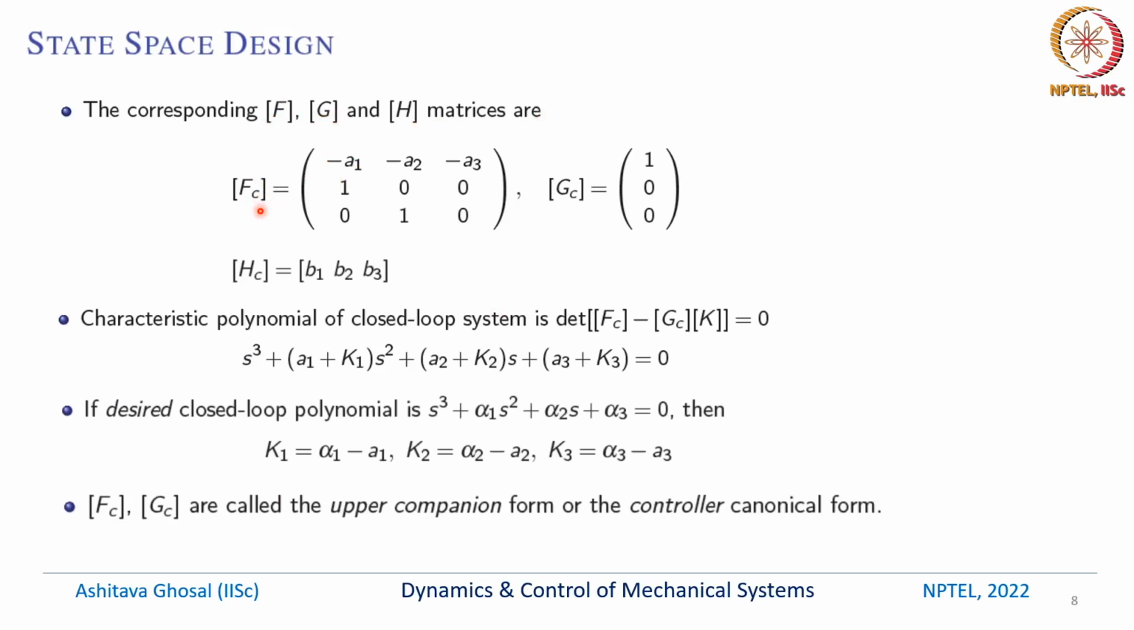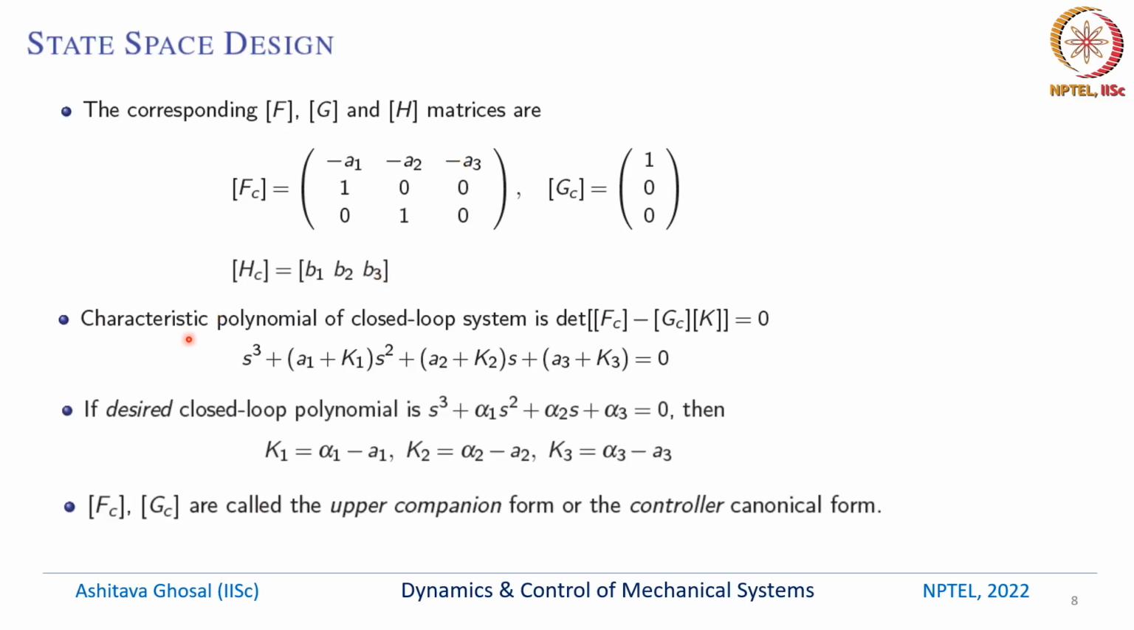There is a subscript C, and we will see why I am using the subscript C in a short while. So this FC is minus A1, minus A2, minus A3, the first row. The second row is 1, 0, 0. Third row is 0, 1, 0. And the G matrix is 1, 0, 0. And the H matrix is B1, B2, B3.